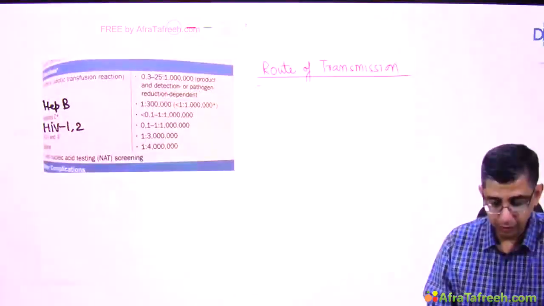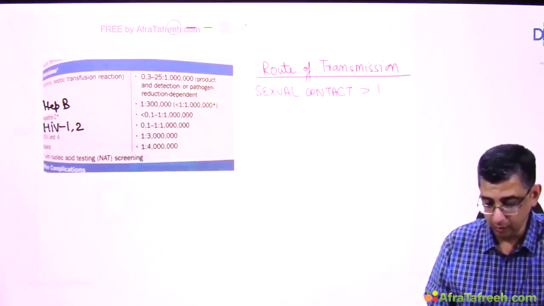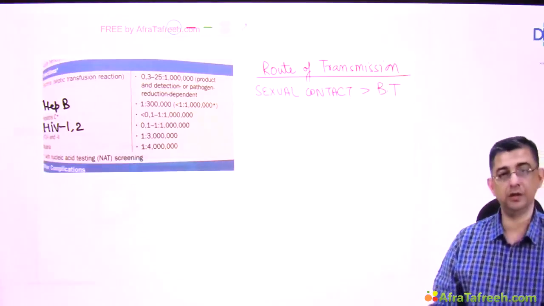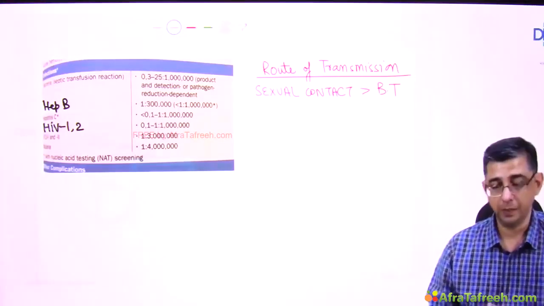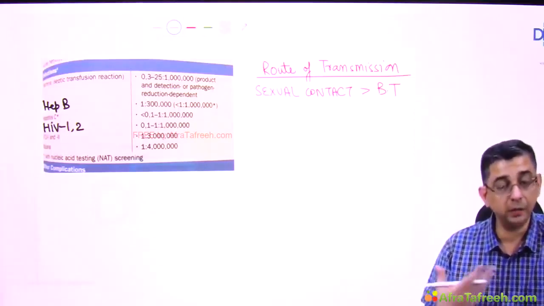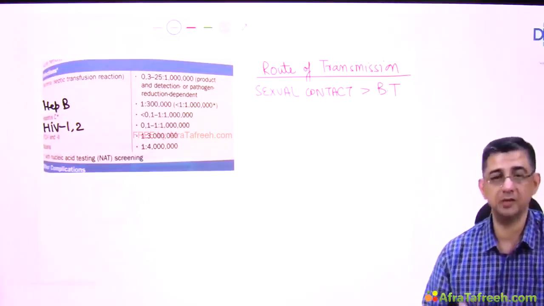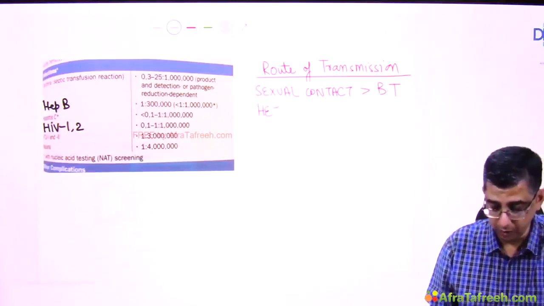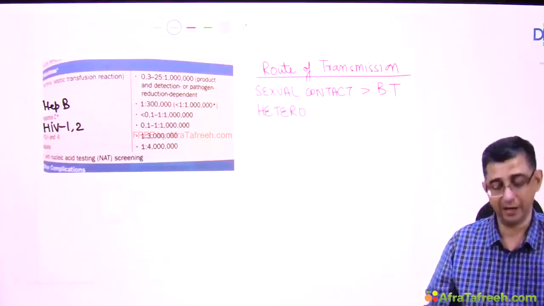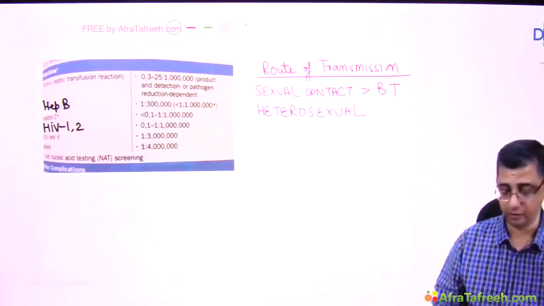Coming to the route of transmission of the disease, sexual contact is the most important route of transmission, just like hepatitis B. This is more important as compared to blood transfusion, and the incidence of blood transfusion has come down because people have become more aware. People are now getting blood tested before transfusion, and obviously the government has also made it mandatory for blood to be tested before it is transfused into anybody else. So sexual contact is obviously the number one route for transmission of both hepatitis B as well as HIV, and obviously they ask you about homosexual and heterosexual.